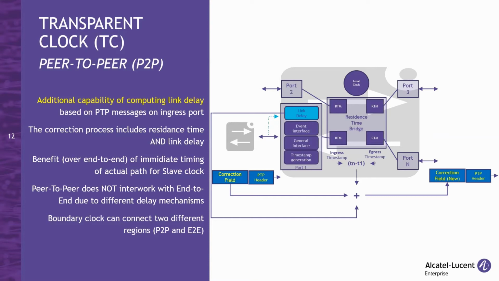Due to different capabilities, each transparent clock participates in different synchronization methods. It is boundary clock that can bridge these two different regions using different methods on different ports of the boundary clock.